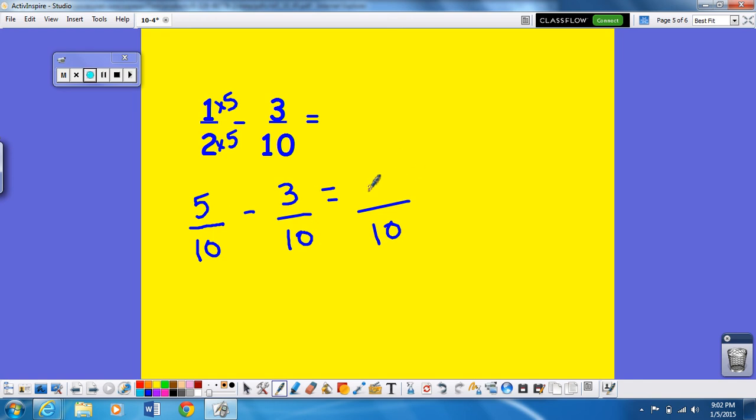5 minus 3 is 2. Look at that answer. Those are both even numbers. That tells me that 2 goes into both of those numbers. So I'm not finished. 2 divided by 2 is 1. 10 divided by 2 is 5. Now I'm finished. 1/2 minus 3/10 equals 1/5.